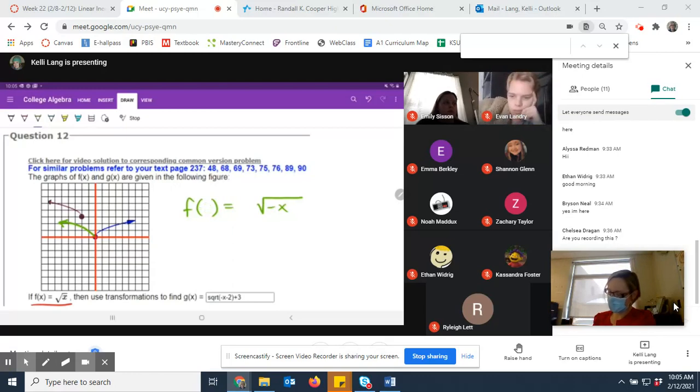Okay, so we accounted for our flip. Now I'm going to do that in a different color. We accounted for our flip. Now let's talk about the shifting that occurs. It looks like we shift left 2 units. So left 2 would be accounted for inside of the parent function. So that would give us a plus 2. Remember, it's positive. It's the opposite of what you would expect.